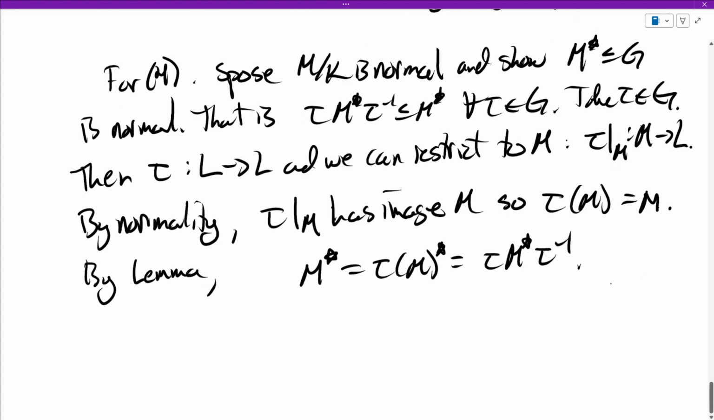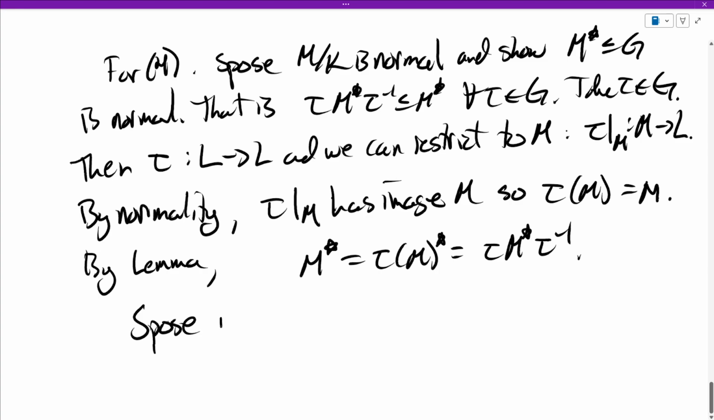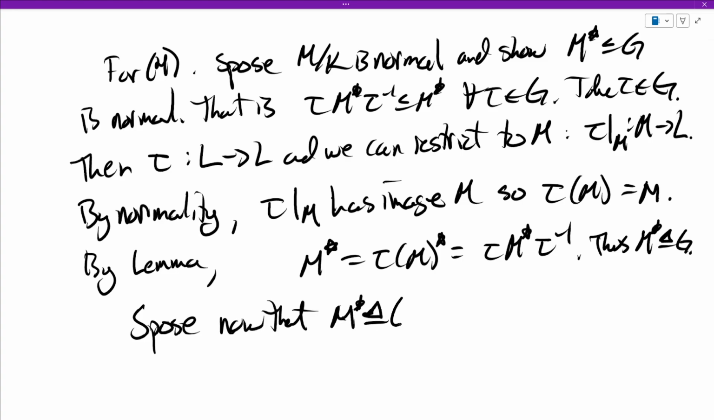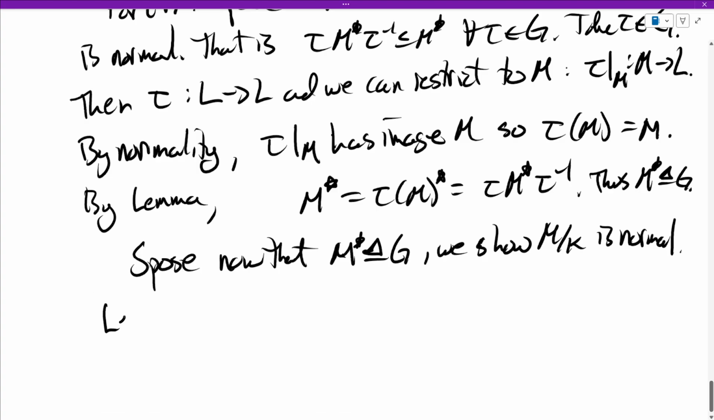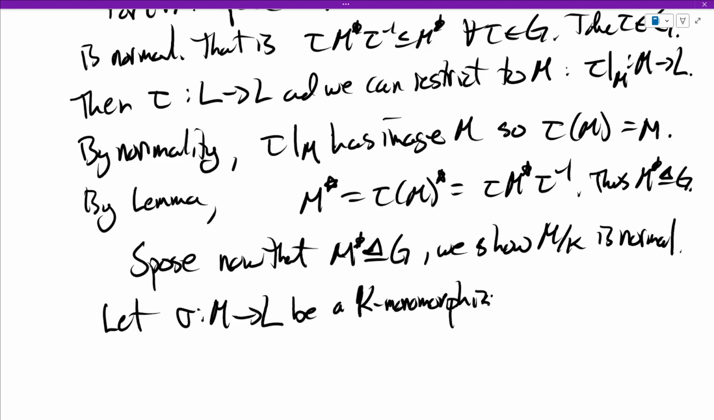All right, now we need to suppose that the subgroup is normal. Suppose that M star is normal in G. We show M over K is normal. All right, let's let sigma from M to L be a K monomorphism. We didn't prove this in chapter 11, but if we can show that we cannot escape M, then it is also normal in this situation. Okay?